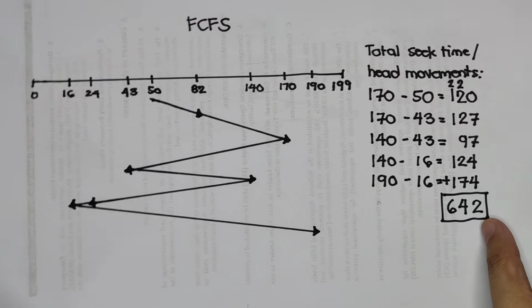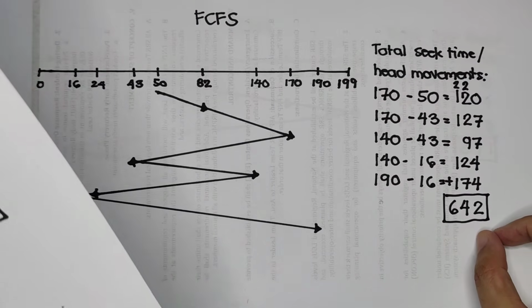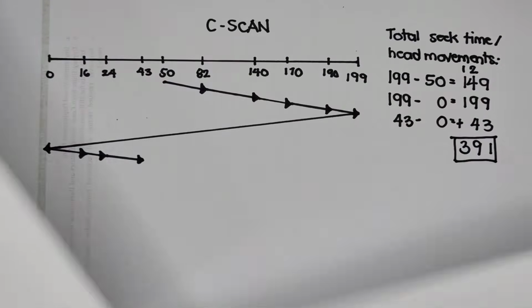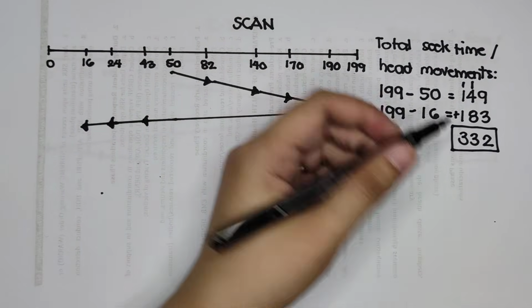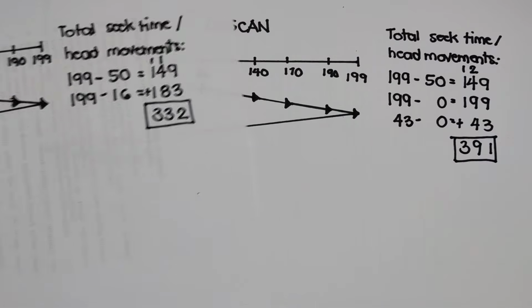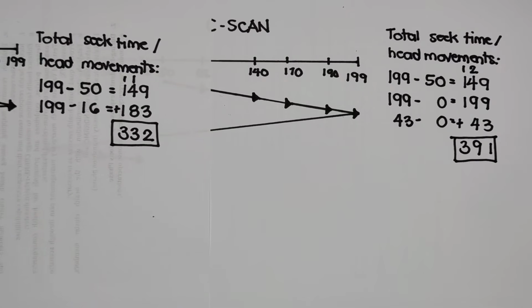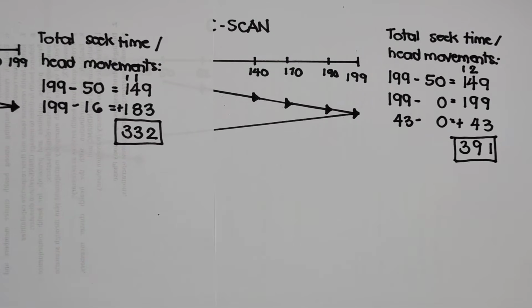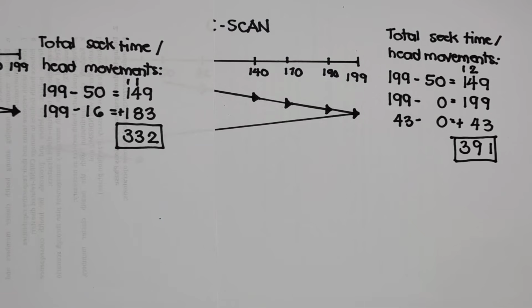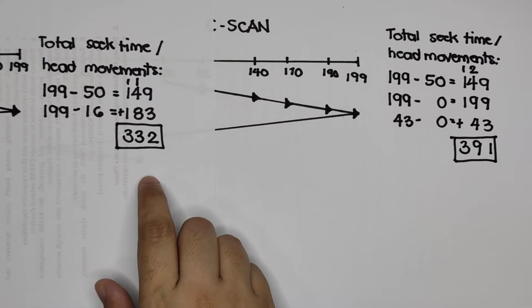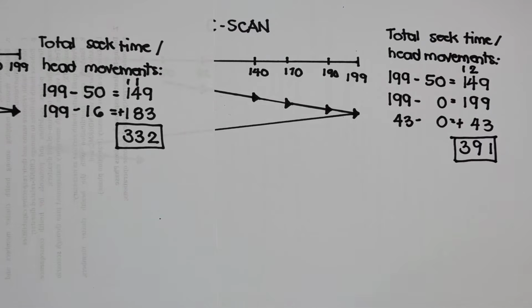So for FCFS, it's 642. It has the highest value. While scan is we have 332. So with C-scan is we have 391. So which of them is the best with regards to the example? So for this example, the best scheduling algorithm here is of course the scan because it has the smallest total seek time or head movements.